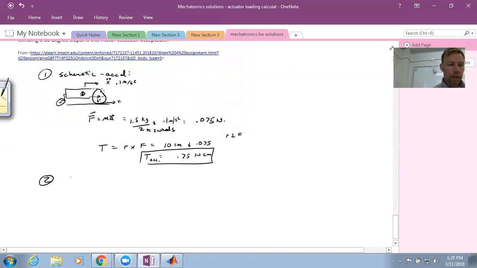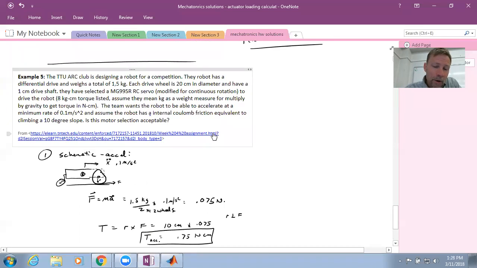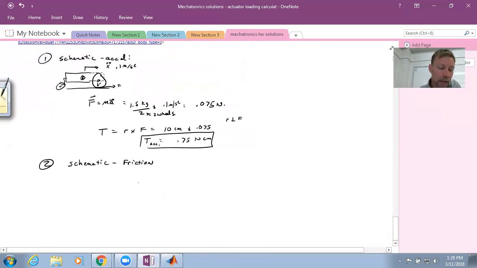Next, I need to consider the friction. So let's start with a schematic to consider friction. Notice on this problem, I set it up and said, equivalent friction. I know these art guys are better programmers than they are builders at times. So I assume they have some friction. They're always going to have friction, I'm just picking on them. You can list it in different ways, but here I just said, assume it's equal to climbing a 10 degree slope. So you've got a small slope the robot's climbing, and we'll just determine the friction that way. Honestly, I do that a lot. It works pretty well. You could calculate it by taking your robot, building it, disconnecting the motor, setting it on a board and increasing the slope until it starts to move. That would be your friction. That'd be a static case.